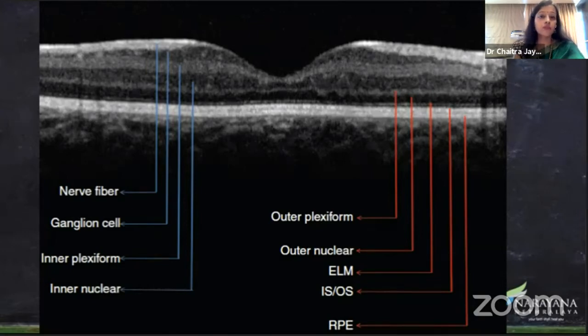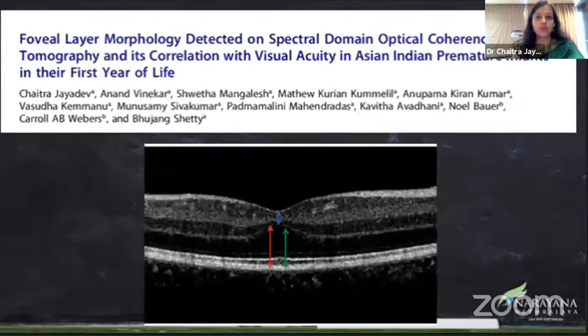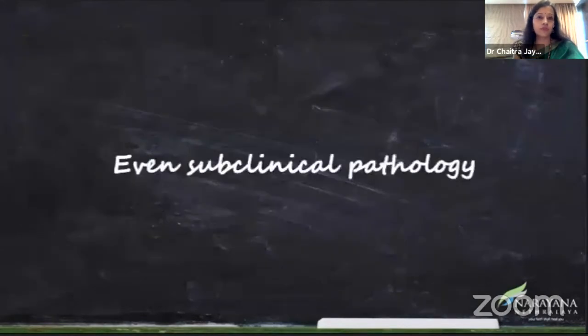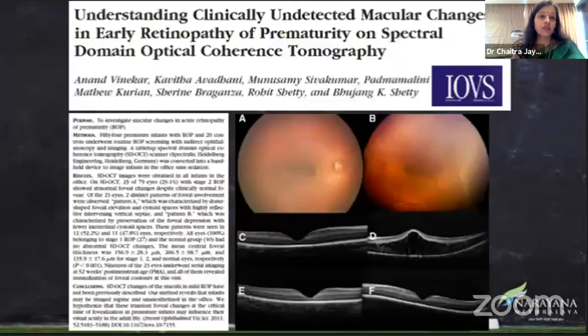When do they develop, and what influence do they have on vision is therefore very, very important. So this was a paper that was published where we looked at the foveal layer morphology detected on ST-OCT, and we correlated it with visual acuity in infants in their first year of life. What we saw here was that inner retinal fusion or maturation was the most important event that correlates with better visual acuity throughout the first year. And between 9 and 12 months PMA, the completion of the EZ at the foveal center positively influenced visual acuity. So again, in this, we checked all these children at 3 months of age, which did show some amount of improvement. So we can also detect subclinical pathology.